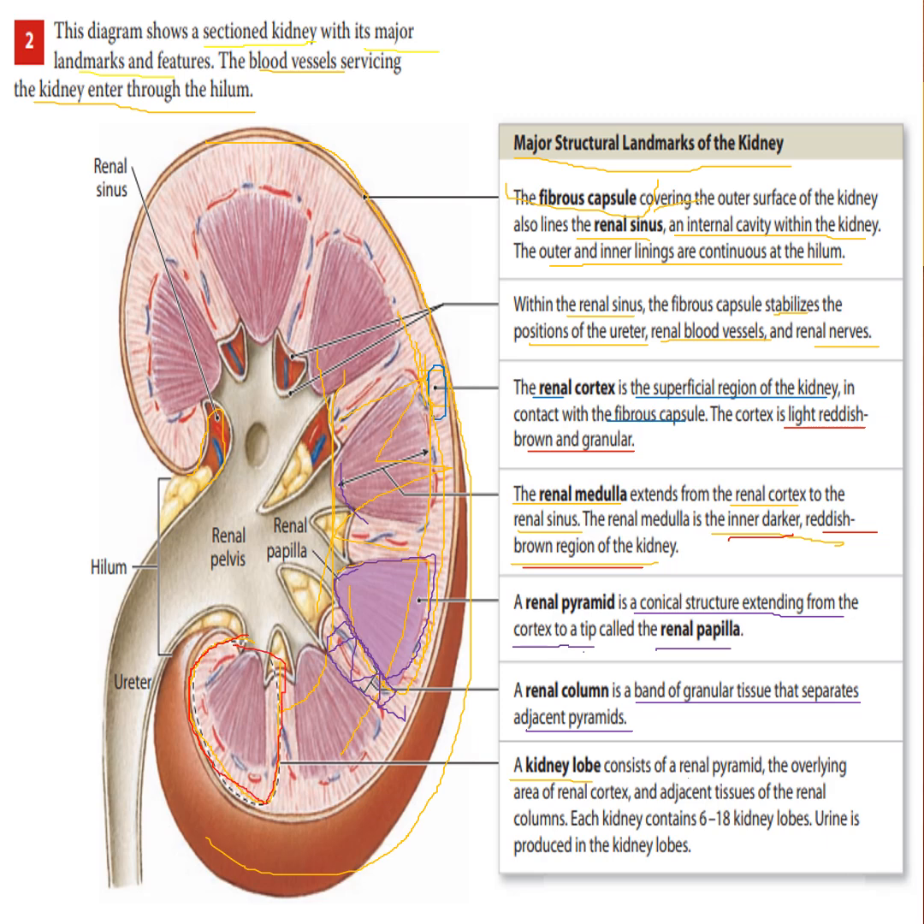It consists of a renal pyramid, the overlying area of the renal cortex, and the adjacent tissue of the renal column. It includes the renal pyramid, overlying area of the cortex, and the overlying area of adjacent renal cortex. Each kidney contains 6 to 18 kidney lobes, and the urine is produced in the kidney lobes.